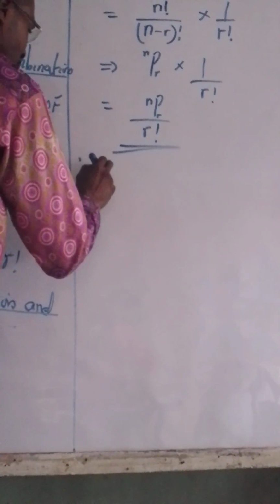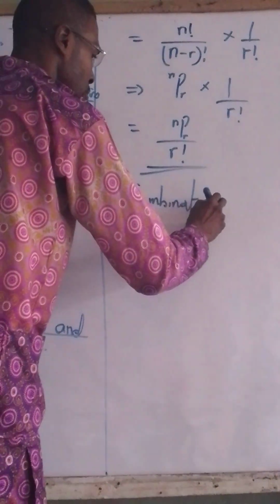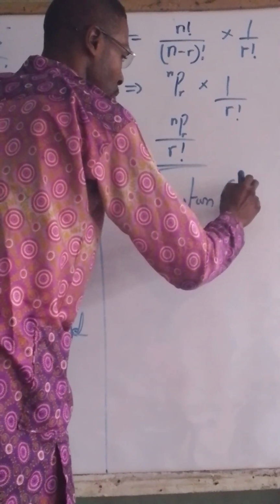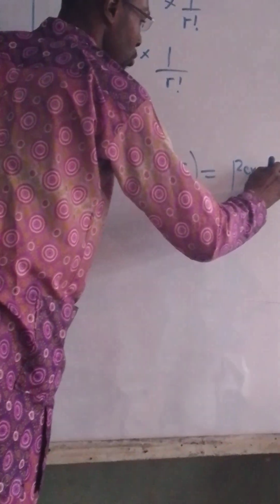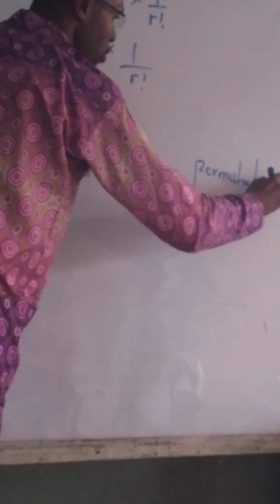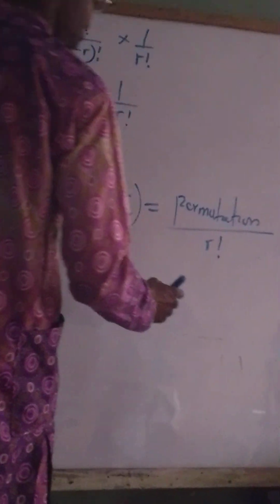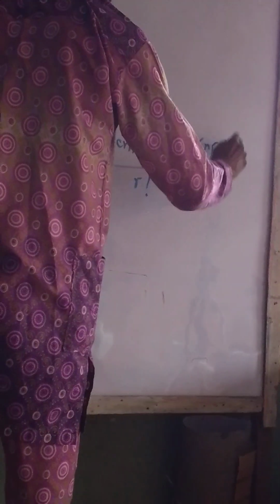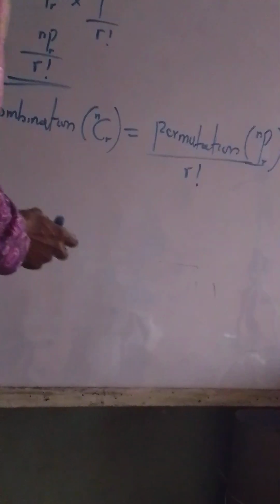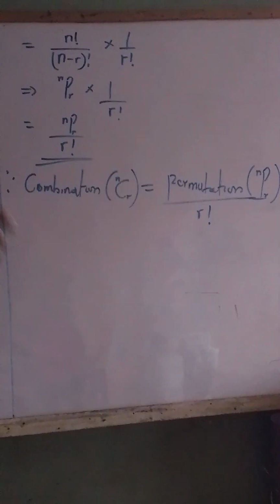Therefore, I can say that combination, and this is the symbol for combination, is equal to permutation over r factorial. And this is the permutation that we are talking about. Let me put it in brackets, nPr, like this. That's how it rolls. So with this, we can do any calculation from this.